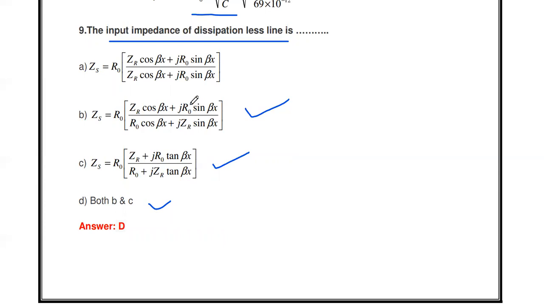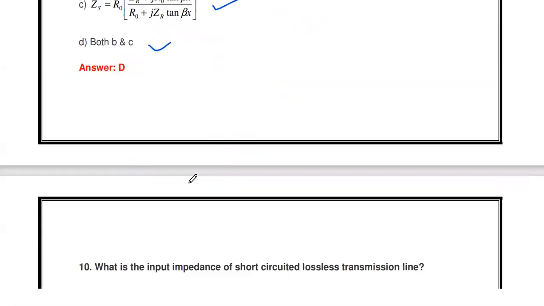For the ordinary transmission line equation, this j part is not at all available. Okay. So instead of this j R naught, here there may be a Z naught available. Okay. And instead of this beta, there is a gamma, the propagation constant, that will come.